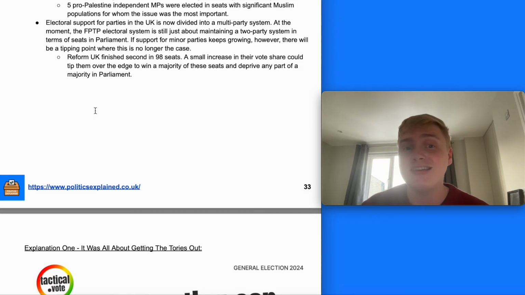So Reform finished second in 98 seats, and as I mentioned earlier in the video, a small increase in their vote share could tip them over the edge to win a majority of these seats and deprive any party of a majority in Parliament.